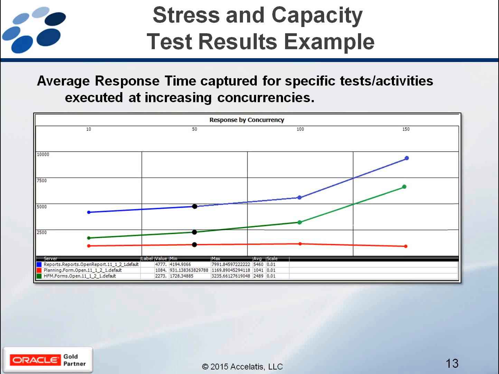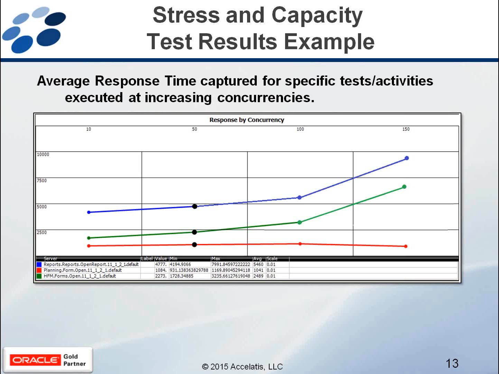So for stress and capacity testing, what you're looking at here is each one of those dots, and we did it for 3 different tests: reports, planning, and HFM. So that's what the lines are, blue, green, and red. And each one of the dots is an average response time at a certain concurrency level. So that average response time could be comprised of 500 different tests. It's an average response time. And you can see that it's at different concurrency levels.